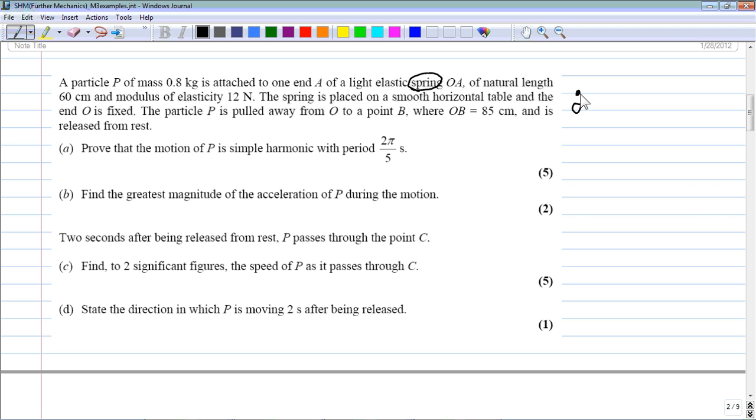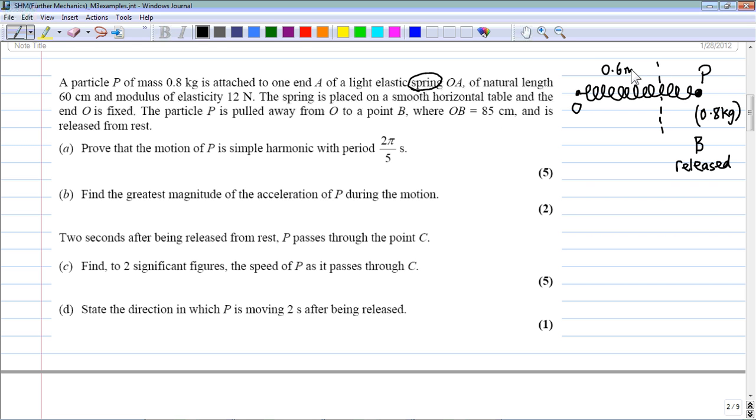I'll just draw a small diagram here. Spring, and at the end we have a mass, and that mass is called P, and it's 0.8 kg. And that's a sort of schematic diagram. So what we're saying is that it's placed at a point B and then released. Now B is 85 centimeters.